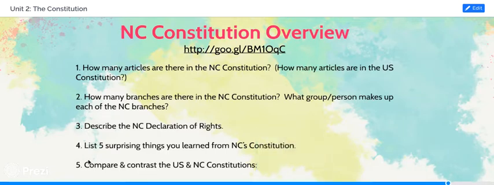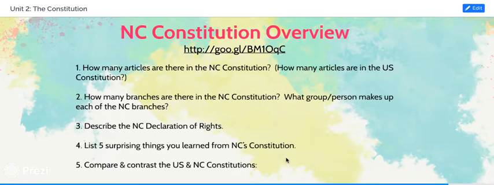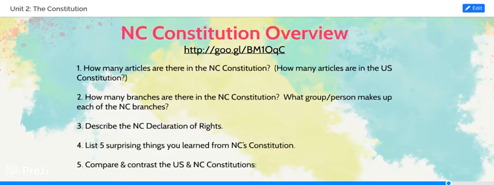Here's the deal, though. At the bottom, I want you to compare and contrast the U.S. and NC Constitution. I want you to focus mostly on the preambles, okay, because there's a whole question on your test that asks you to tell me some similarities and some differences between the U.S. and the NC preamble, okay? I'm not going to ask you to memorize them. I will give you excerpts of both the U.S. and NC preamble. You just got to remember what's the same and what's different.